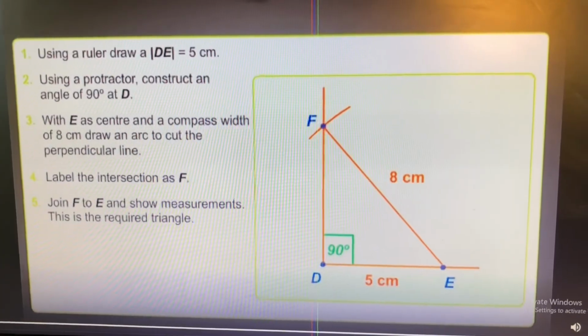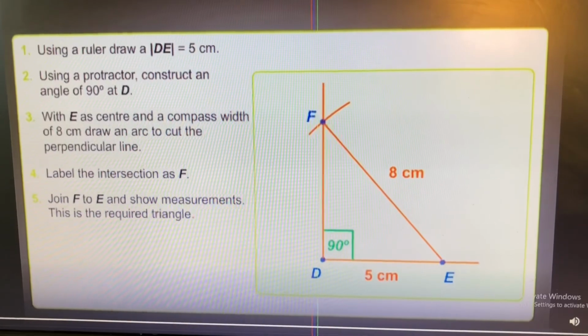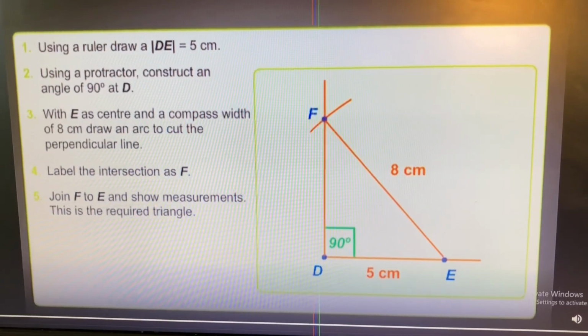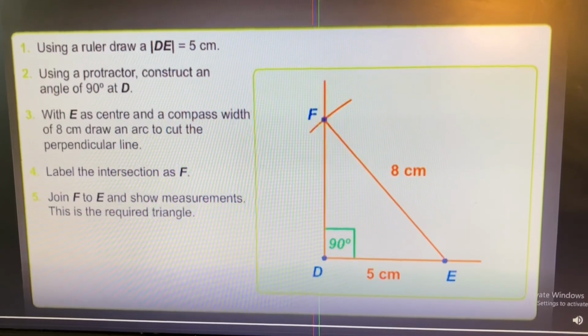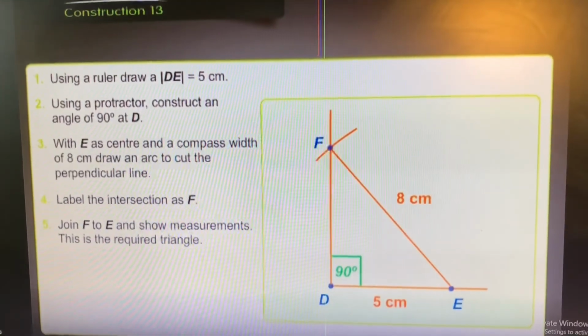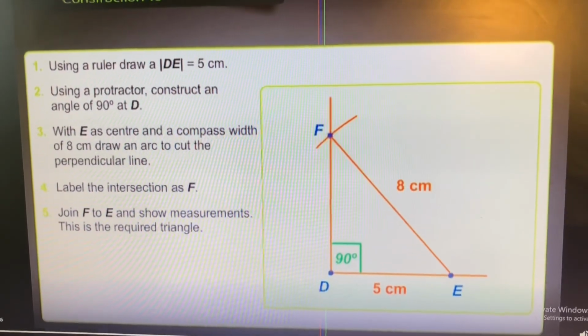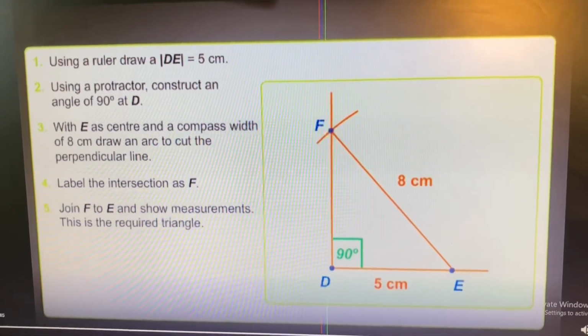I would now like you to reproduce the following steps and construction in your notes copy as an example. Please remember to give a heading, construction 13, and it is an RHS triangle.